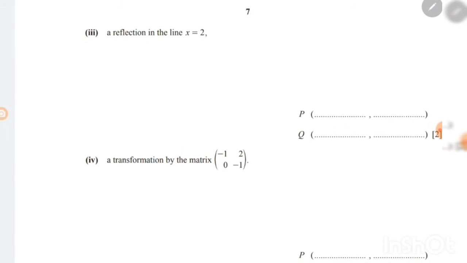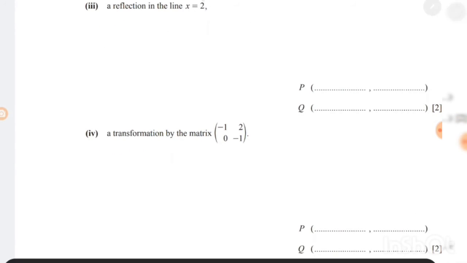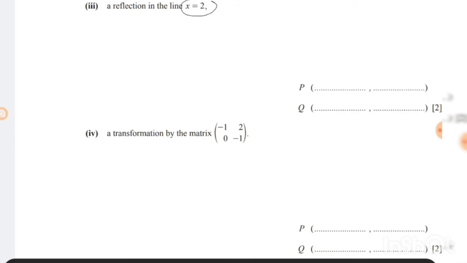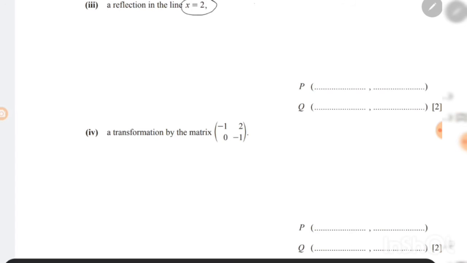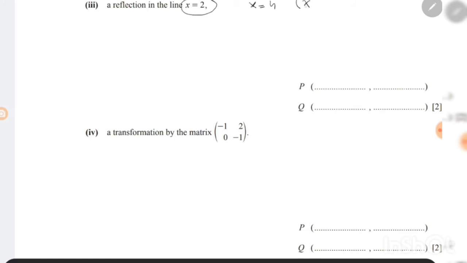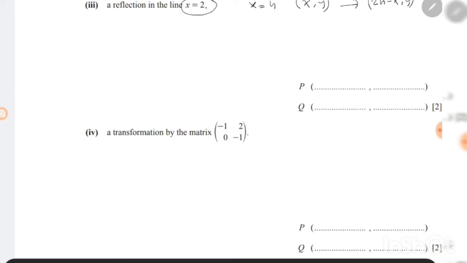And then a reflection in the line x equals 2. So when you have a reflection in the line x equals 2, you need to know the formula for reflecting about the line. When you have x equals h, you replace x and y so it becomes 2h minus x, comma y. When you reflect about an x line, y doesn't change, right?